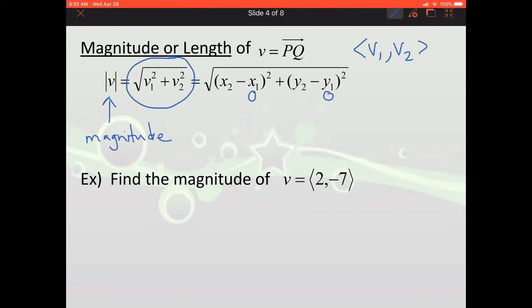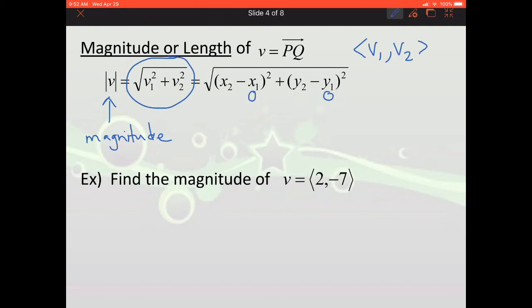And if you think about it, absolute value is the distance away from 0. And that's all the magnitude or the length is: how far does the vector go from 0 to its terminal point. So that really is absolute value, but that is magnitude, the length of the vector.